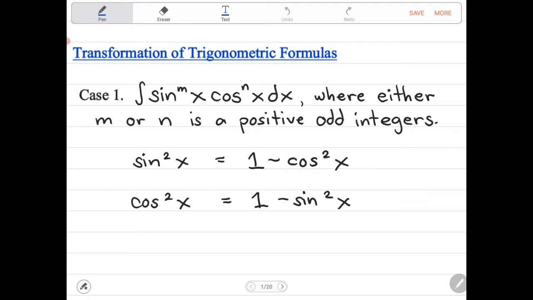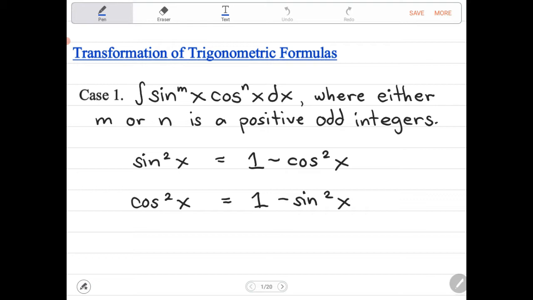Our topic for the discussion today is all about transformation of trigonometric formulas. So the objective of this discussion is to classify the solutions of integrals involving the combination of sine and cosine. Okay? So combination lang muna tayo ng sine and cosine dito. So, iba pa yung sa other trigonometric identities.